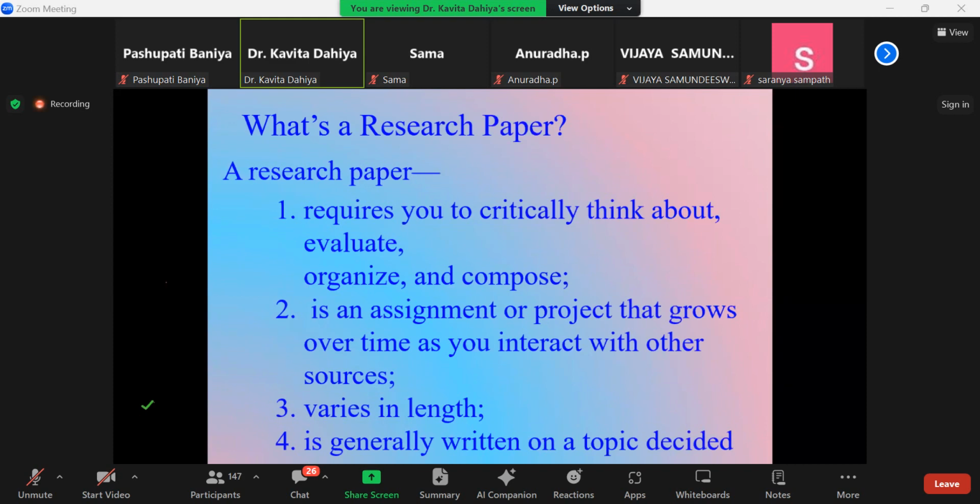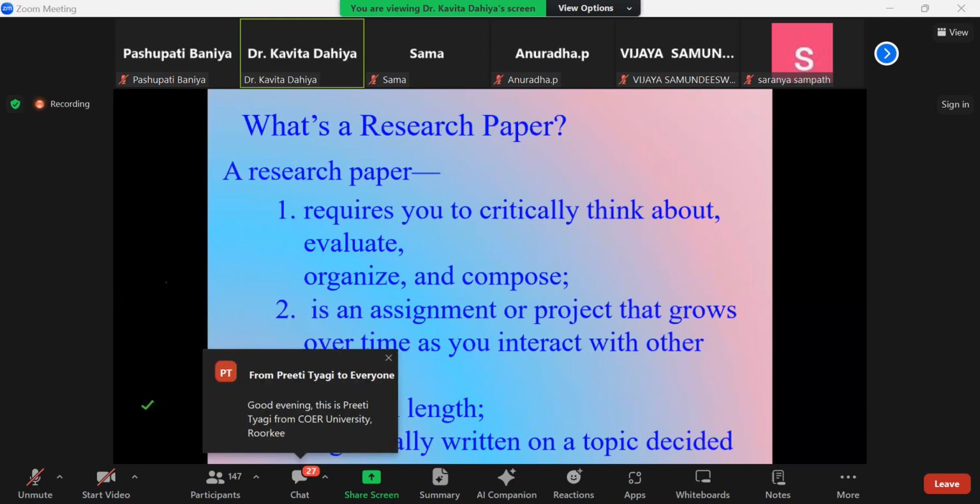Why are you doing any research? Because you want to contribute to the society. You want to contribute to the literature that is available. So give your facts and your conclusion in such a way that the upcoming generation can get valuable insights out of your research. It is generally written on a topic that is decided by your teacher. Teacher means your supervisor, or any guide, any individual who is guiding you in your research.